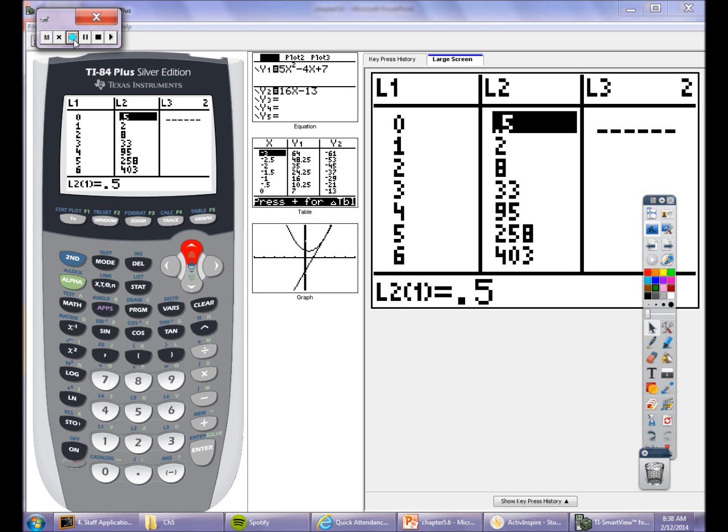I'm going to begin by going to the lists in my calculator and entering in the months and sales. To get here, I went Stat, Edit, and then just started typing in the months in L1, 0 through 7, and then the sales in L2, 0.5 through 496. I'll give you a second to go ahead and do that on your own.